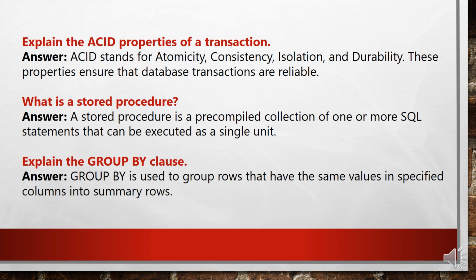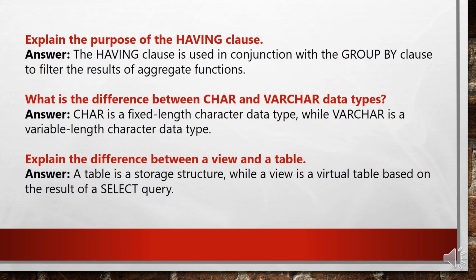A stored procedure is a pre-compiled collection of one or more SQL statements that can be executed as a single unit. Explain the group by clause. Group by clause is used to group rows that have the same value in specified columns into a summary rows. Explain the purpose of having clause. The having clause is used in conjunction with the group by clause to filter the results of aggregate functions.